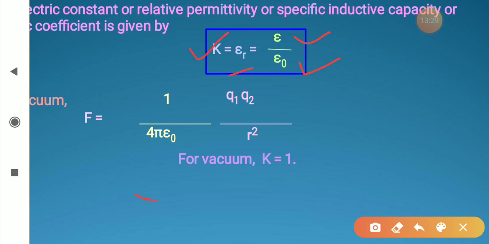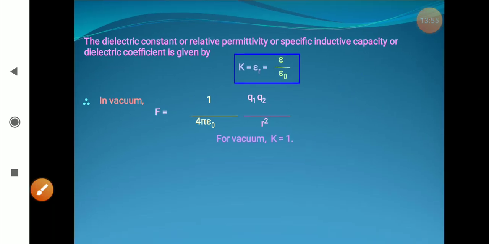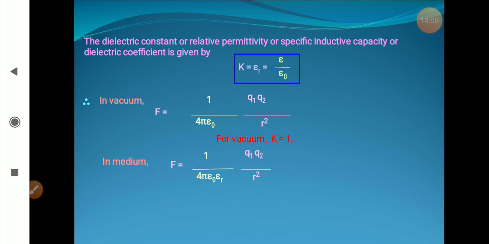So now the relation for this electrostatic force becomes 1 upon 4 pi epsilon naught into Q1 Q2 upon R square, and in vacuum K is equal to 1, or this epsilon naught R is equal to 1. Now for any other medium, see, K has the minimum value in vacuum. For all other media, this value of K is more than 1.